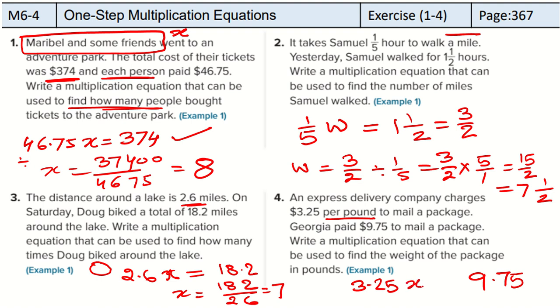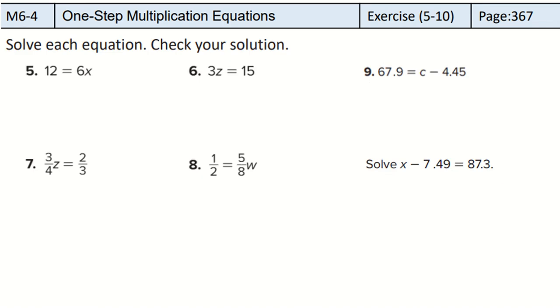So take it as x and then equal and then divide it. Okay. After division you will get the answer. I think the answer will be 3 here, because if you multiply 3 with 3.25 then the answer will be 9.75. Now next is solve each equation.